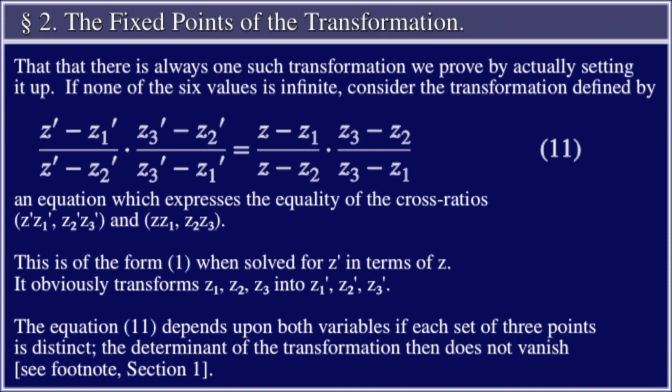An equation which expresses the equality of the cross ratios (z′, z1′, z2′, z3′) and (z, z1, z2, z3). This is of the form 1 when solved for z′ in terms of z. It obviously transforms z1, z2, z3 into z1′, z2′, z3′. The equation 11 depends upon both variables if each set of 3 points is distinct. The determinant of the transformation then does not vanish. See the footnote in section 1.